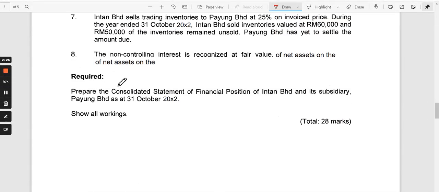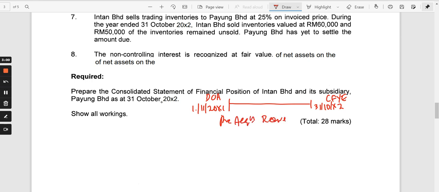You have to prepare the consolidated statement of financial position of Intan Berhad and its subsidiary as at 31st of December 20X2. So if you recall, the date of acquisition is this, and you are asked to prepare after a year, 31st of October X2. So this is the date of acquisition and this is the current financial year end. So this is where you have all your pre-acquisition reserve, right?